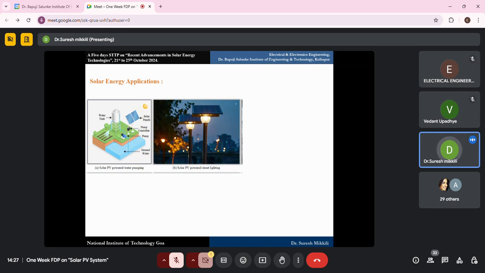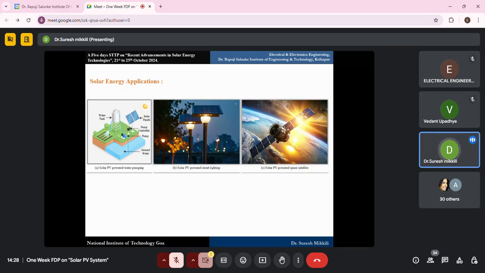If it is dark, the lights automatically turn on. If it is bright, they are turned off. Conditions can be taken, and you can even add timings: early hours with less intensity, evening hours with more intensity. The brightness of the light can also be automatically controlled. So by using some sensors, you can adapt a smart solar PV street lighting system. You can take that application.